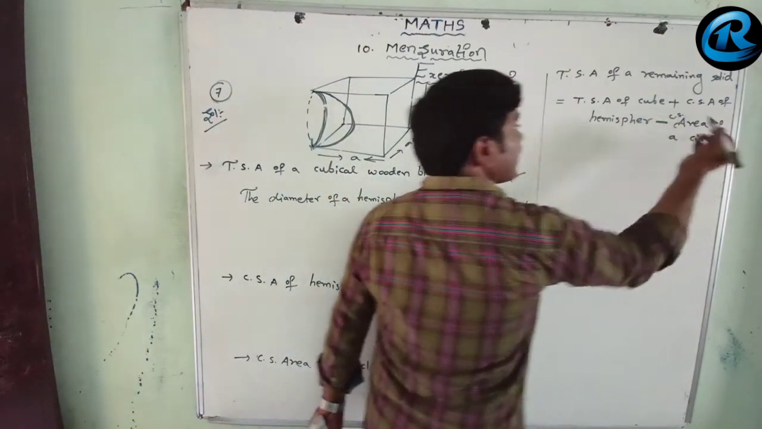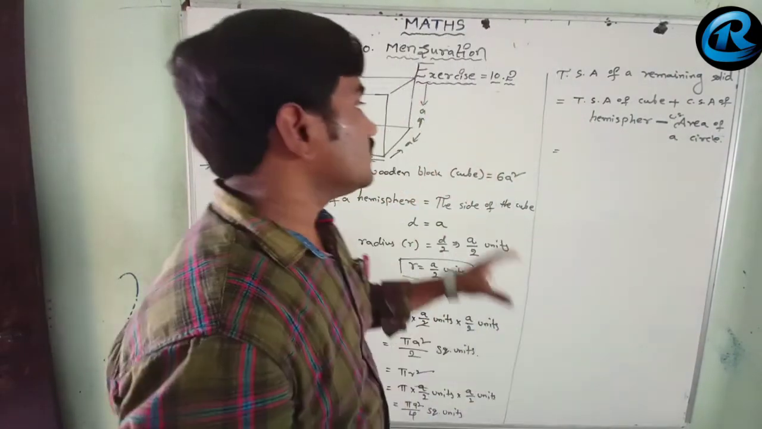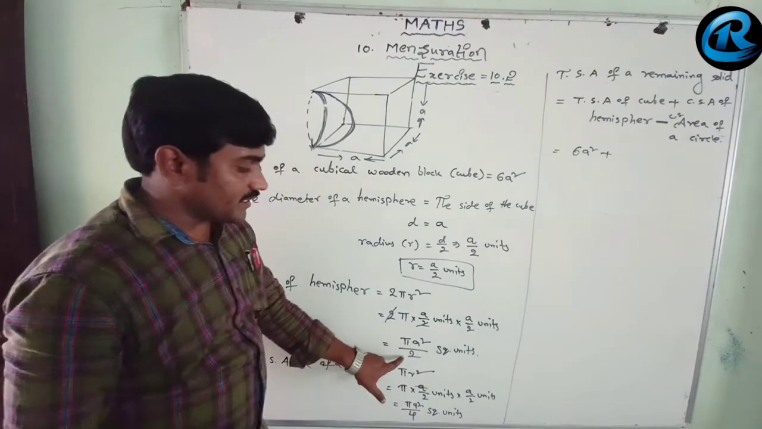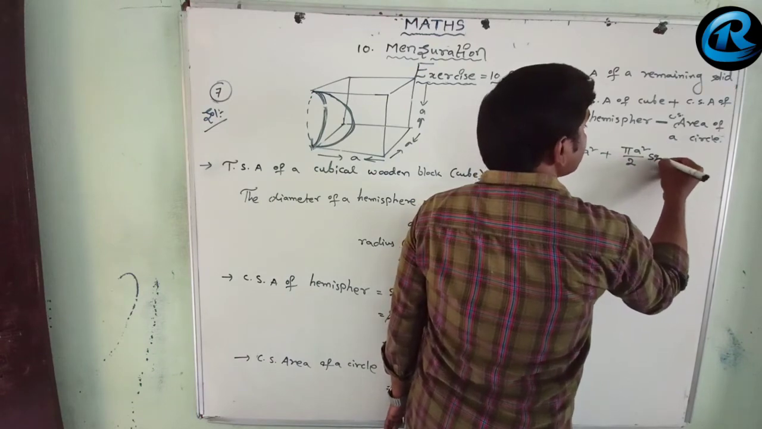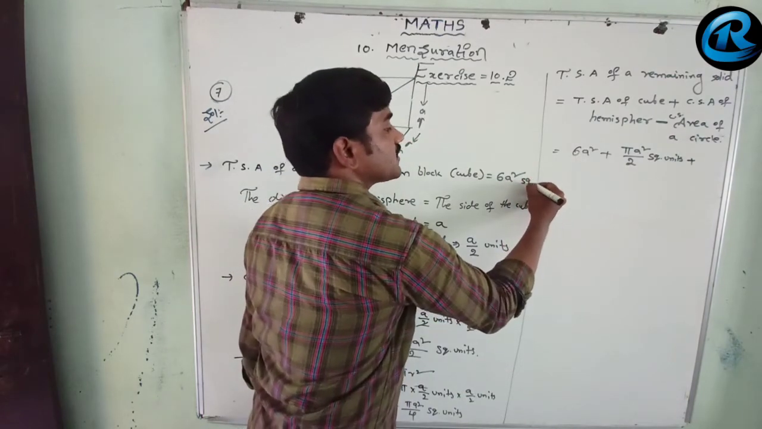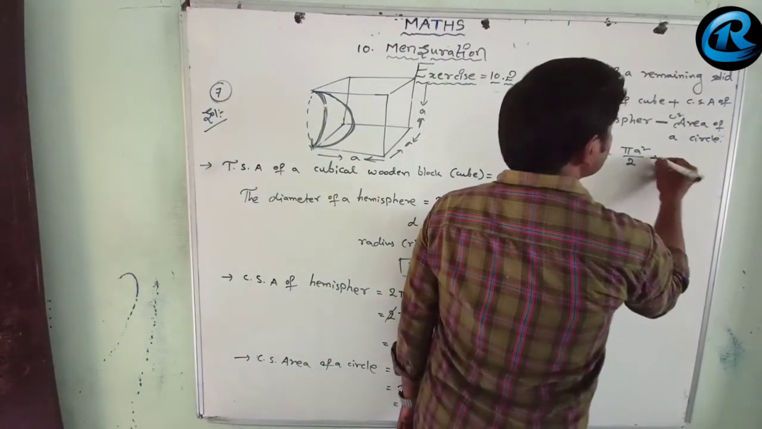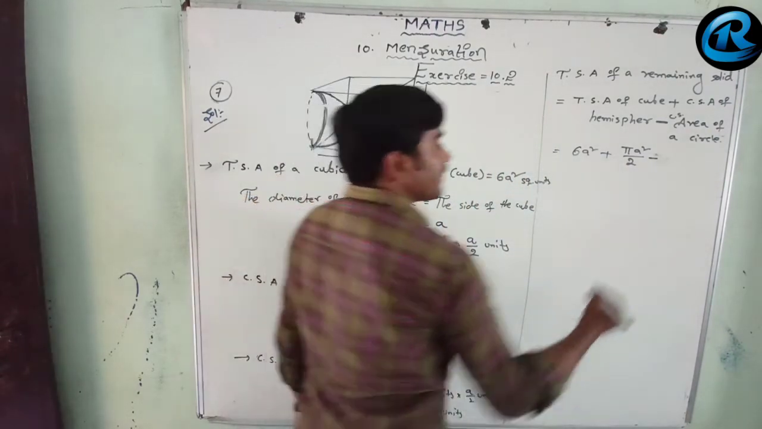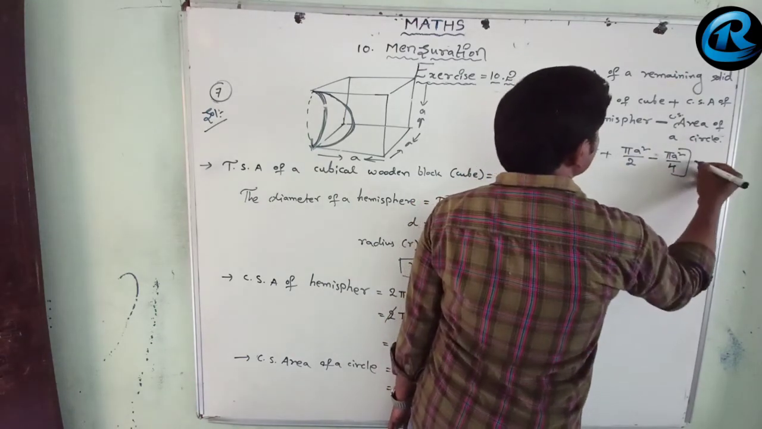That is the area of the circle. Now let us substitute these values. Here 6a square plus the curved surface area of the hemisphere, pi a square by 2 square units, plus, we will write the square units later, minus, since we have to subtract, how much do we subtract? Pi a square by 4, this total in square units.